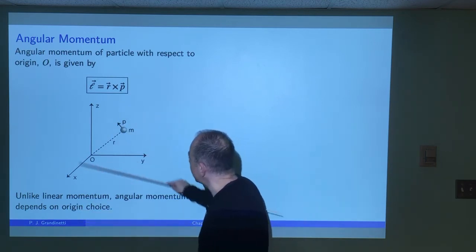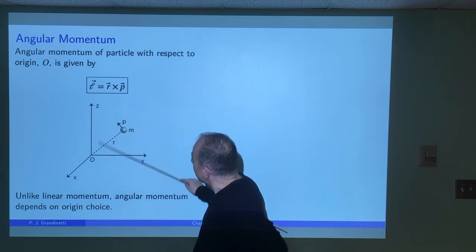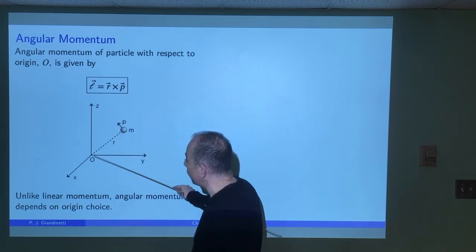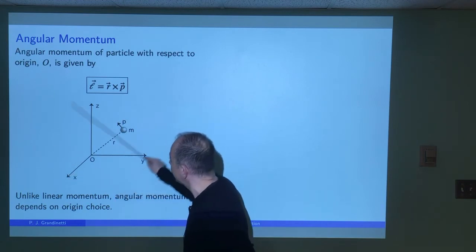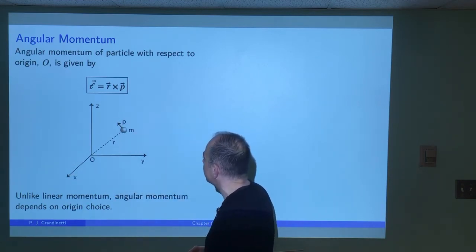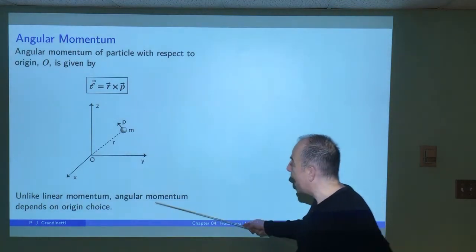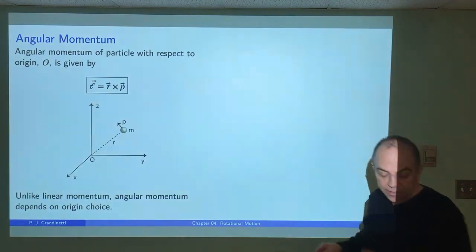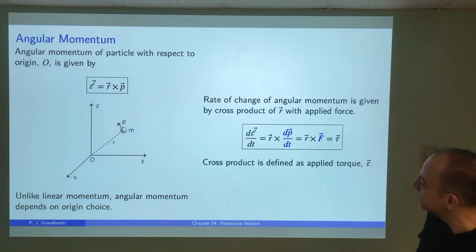What's important to understand about this definition is that it depends on how you define your origin. If you had a different coordinate system with the origin somewhere else, you'd have a different angular momentum vector. So unlike linear momentum, which doesn't depend on the origin, angular momentum depends on the origin. And so that's something we're going to have to worry about as we go forward in this chapter.